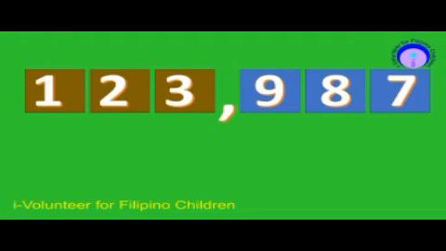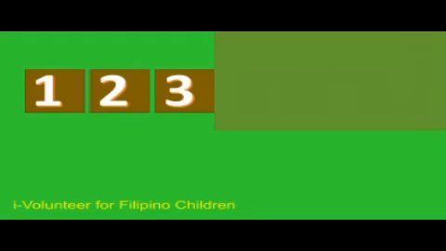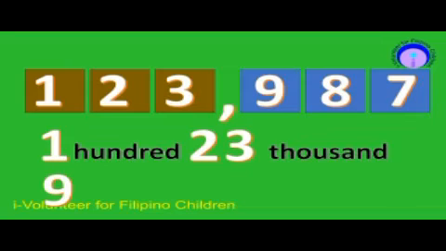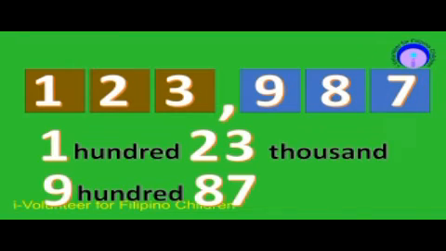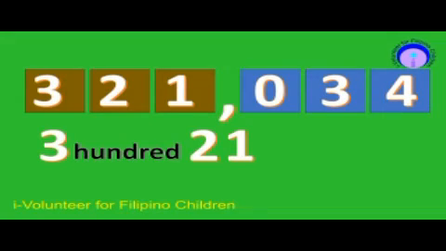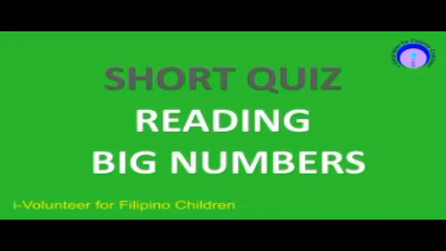Remember the trick? We will cover the first 3 digits, including the separator comma. Now, we can proceed with the reading. 123,987. Let's repeat. 123,987. Another example of a 6-digit number. Now it's your turn to read.